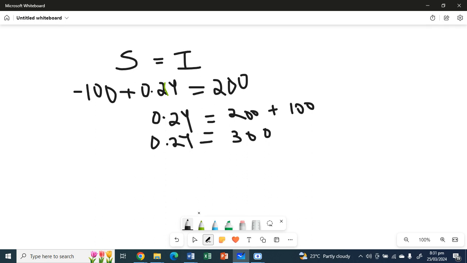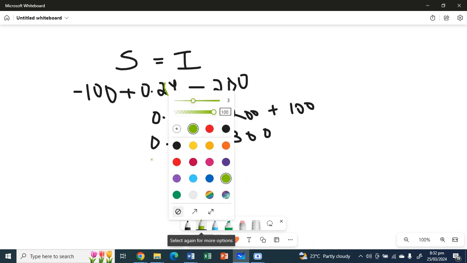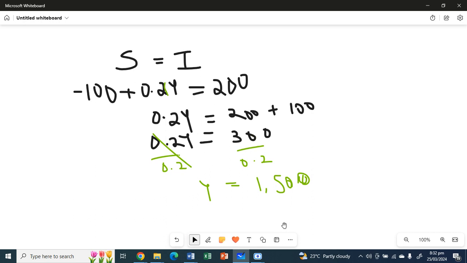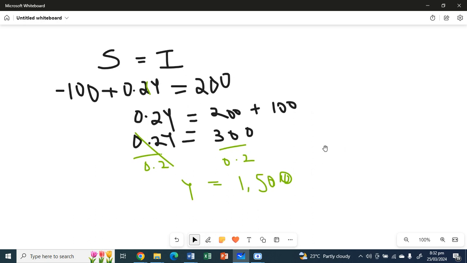To get the value of y, we divide both sides by 0.2. So 300 divided by 0.2 gives us 1,500, which represents the national income at equilibrium. Any questions, colleagues?